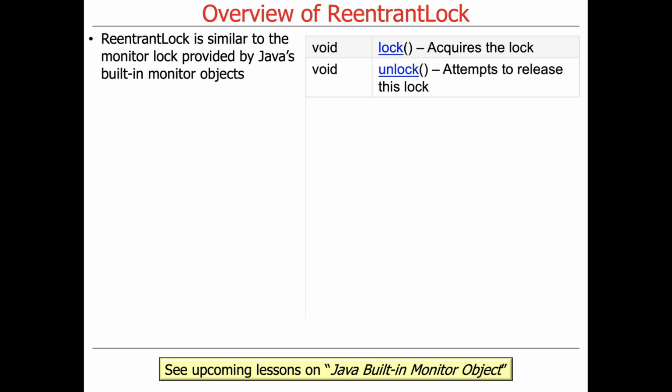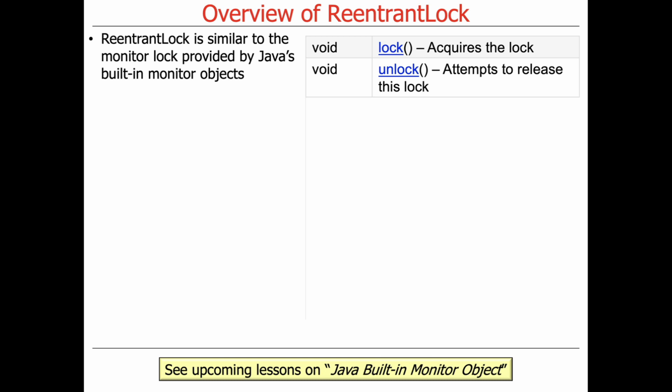ReentrantLock also has a similar protocol in that it has lock and unlock, which are kind of like the synchronized keyword, where you will have the system automatically acquire the intrinsic lock or the monitor lock when you go through the synchronized keyword and then release it on the way out using scoping. But as we'll see, the ReentrantLock goes above and beyond that.